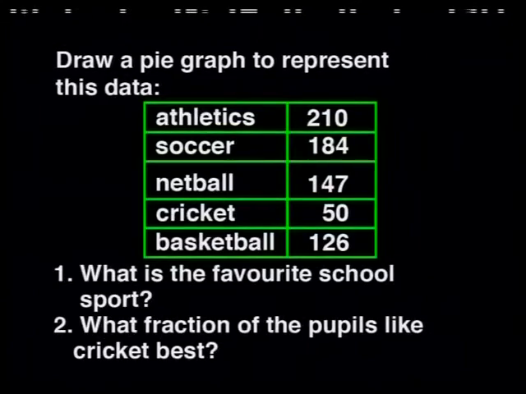Well done, Gerard. Now it is time for our viewers to draw a pie graph. Over 700 students were asked what their favorite sport was. Look at the table of their results. Draw a pie graph to illustrate this data and then use it to answer the questions that follow.